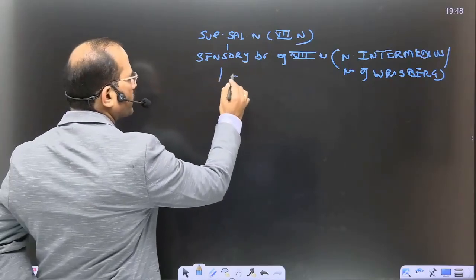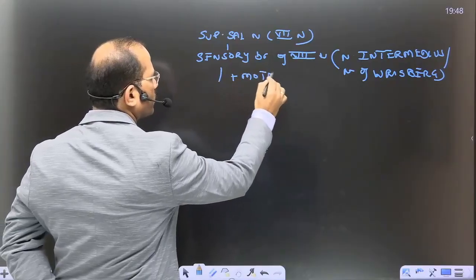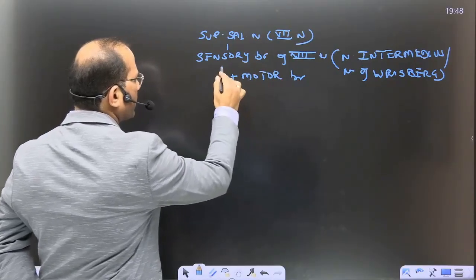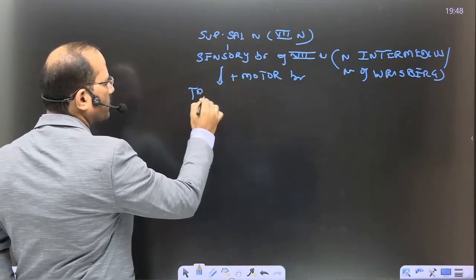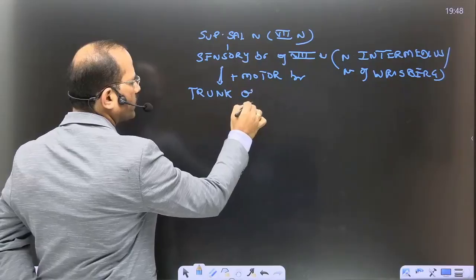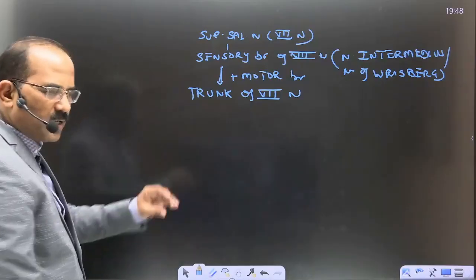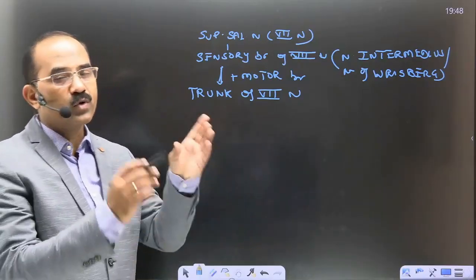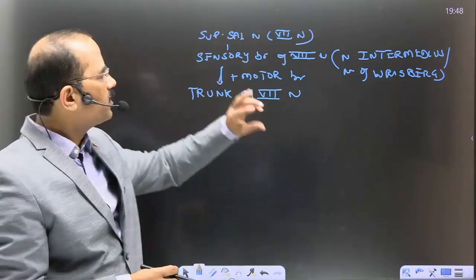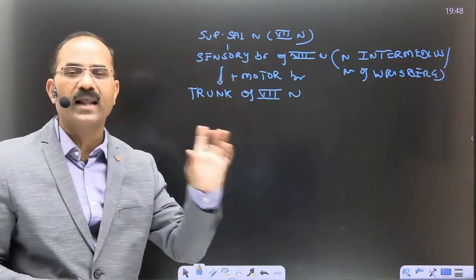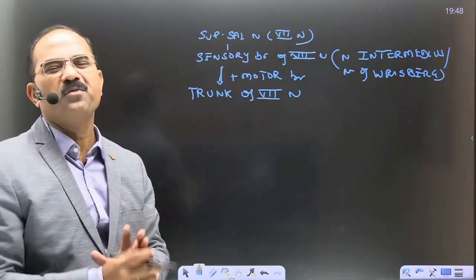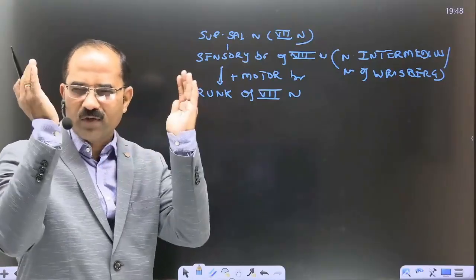This sensory branch of facial nerve will join with the motor branch and will form the trunk of the facial nerve. Okay. So the sensory branch is a different branch of facial nerve. Motor branch comes from a different nucleus. Sensory branch comes from the superior salivatory and the lacrimatory nucleus. Together they join to form the facial nerve.